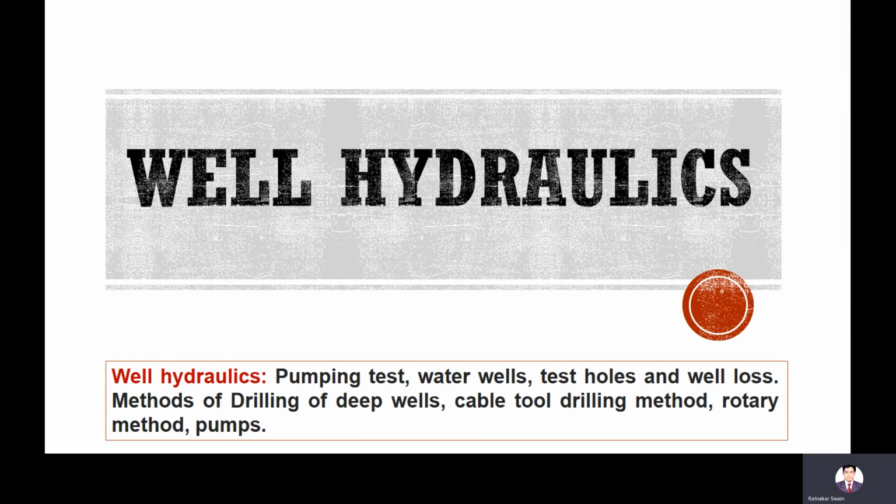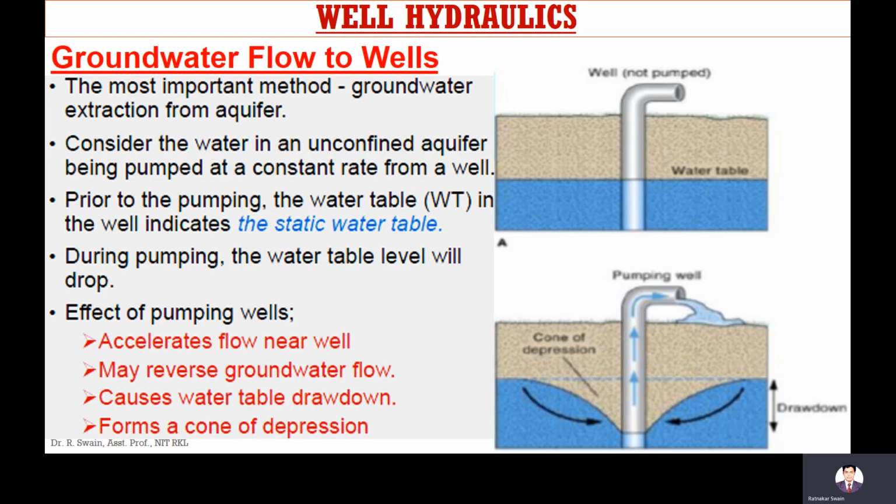That means the flow characteristics when groundwater flows into the well. When pumping is carried out through the well, how the flow occurs will be studied first. Then we'll discuss the different tests, pumping tests, water wells, test holes, methods of drilling of deep wells, cable tool drilling method, rotary method, pumps. All these things will be discussed after that. So in today's class, we'll discuss well hydraulics.